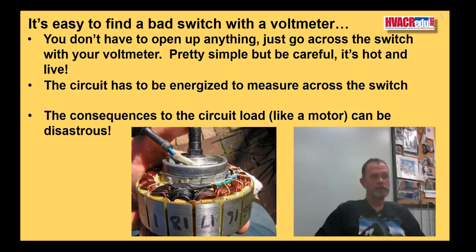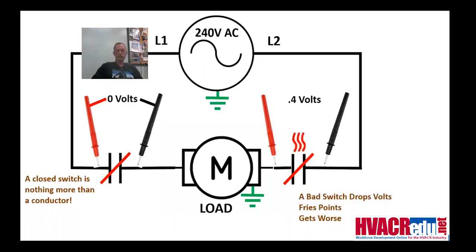So this Montana hillbilly says if there ain't no amperage flowing, there ain't nothing happening in the circuit. You have to measure across switches where you have issues or where you're looking for a problem. You have to measure across them while the circuit is energized and the load is operational. To reiterate, a closed switch is nothing more than a conductor, and that's exactly what a switch is about. It's a conductor that can be operated. You can open the conductor or you can close the conductor. It gives you control of the circuit, or gives something control of the circuit. A bad switch drops volts, fries the points, and then continues to just get worse.